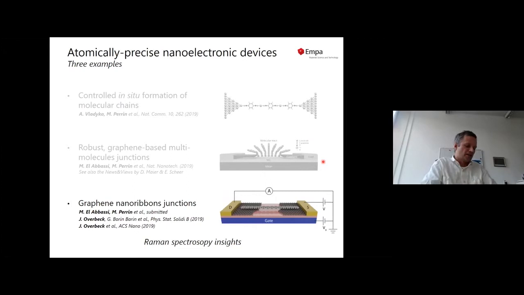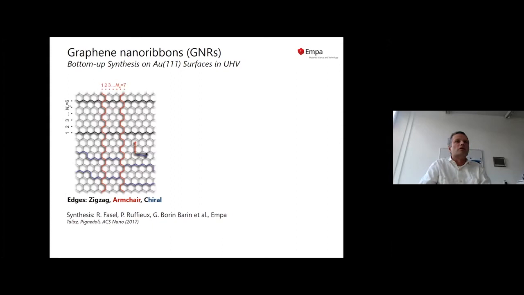And in the last part of the presentation, I would like to now move towards graphene nanoribbons and all the types of junctions we have been doing. So let me briefly remind you of one or two points about these graphene nanoribbons. We do not make them. We are lucky to have this collaboration with the lab of Roman Fasel. This is where we get the nanoribbons, and they come in different flavors. You can have zigzag type of edges here, as shown here, you can have the armchair type of edges for these ribbons. And you can also have the chiral type of systems here, shown in the three different colors.